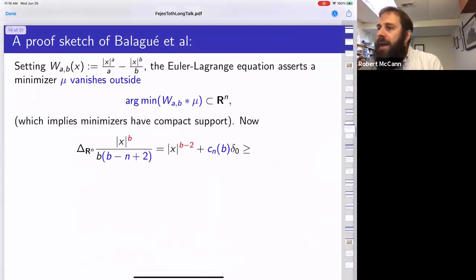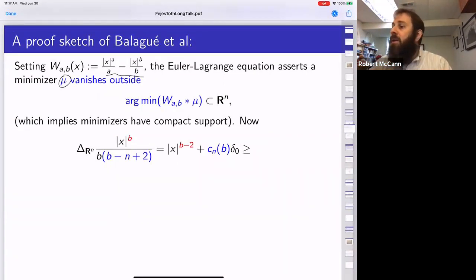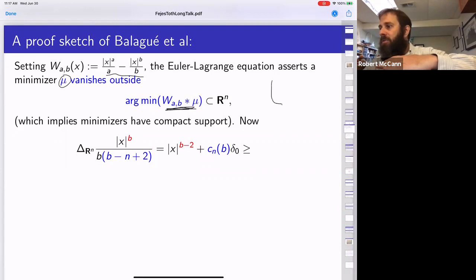So they looked at this difference of two power laws, A, say, being 2 and larger than B, and what the Euler-Lagrange equation for an energy minimizer of this quadratic energy, mu convolved with W integrated against mu, says is that if you look at the potential convolved with the measure, the optimizer is going to have the property that all of the support, all the mass of the optimizer, is going to be exactly where this convolution is a minimum.